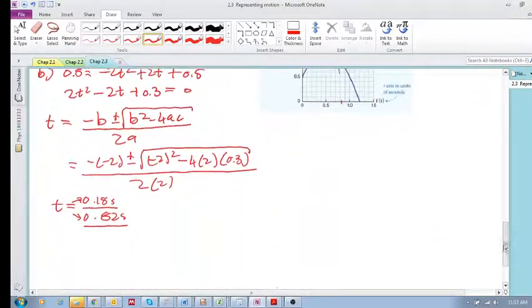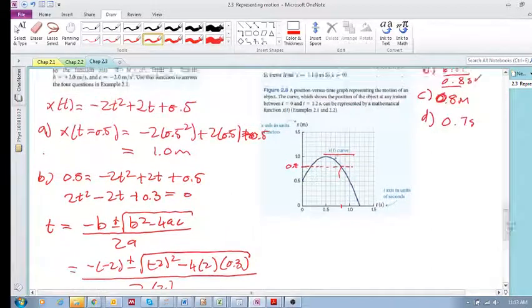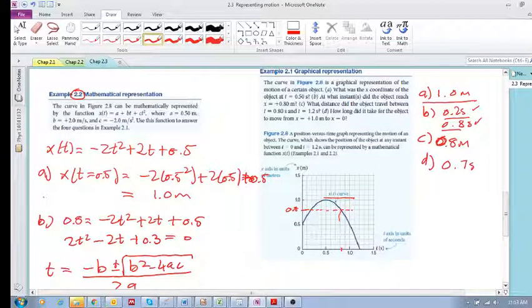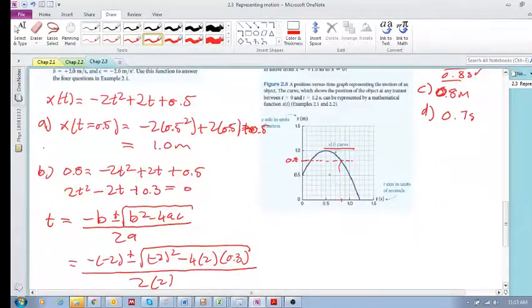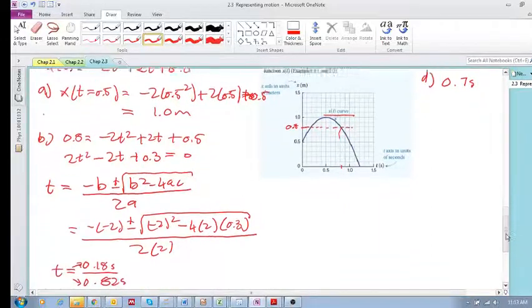All right, let's look at C. What's the question for C? C says, what distance did the object travel between 0.8 seconds and 1.2 seconds? So the graphical one was, we looked at 0.8 seconds, and we looked at what the position was, and we looked at 1.2 seconds, and we looked at what the position was, and we estimated the distance.